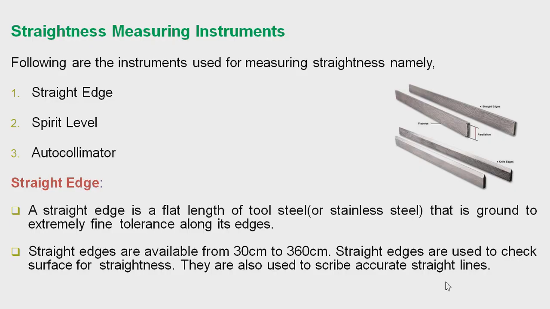Now, how can we measure straightness? There are the following instruments available for measuring straightness. The first one is the straight edge, the second is the spirit level, and the third is the autocollimator. Now, what is a straight edge? It is a flat length of tool steel that is ground to extremely fine tolerances along its shape, as shown in the figure. These are available from 30 cm to 60 cm in size. They are used to check surfaces for straightness. They are also used to scribe accurate straight lines.